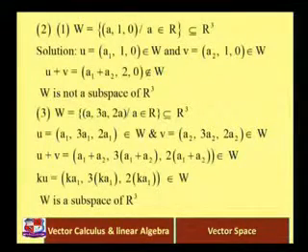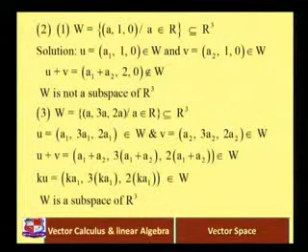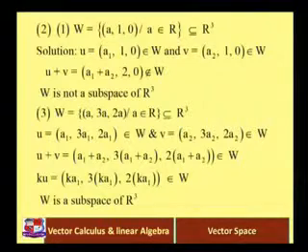Only those elements from R3 are in the set such that the second coordinate is 1. But when we take two elements from the set, in the addition of those two elements the second coordinate is 2. So u plus v does not belong to W. Clearly the first condition fails, so you don't need to check the second condition. You can directly say that W is not a subspace of R3.